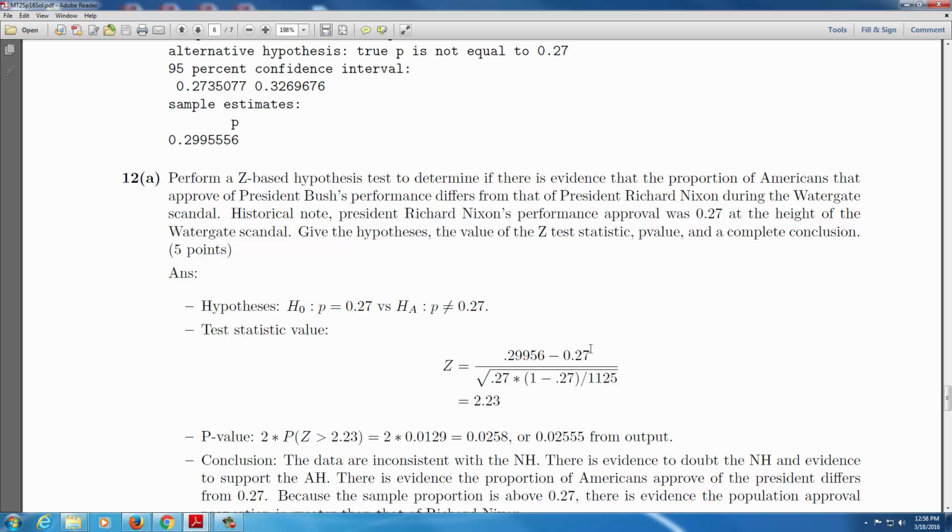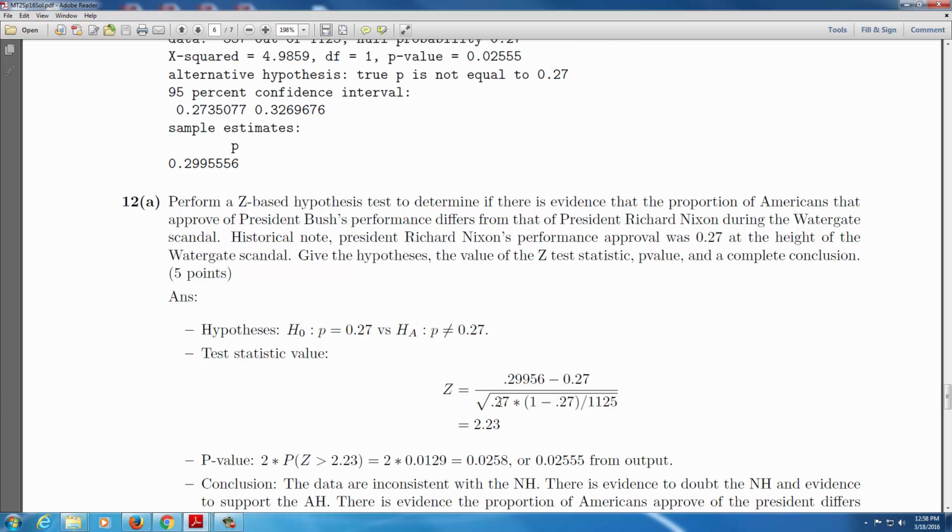Subtract off 0.27, divide according to the z-statistic formula, and get 2.23. If you were clever, you could go up and square root this x squared, like I talked about in the notes. The p-value is correctly done right here in the output, or you could have tried to look it up yourself.